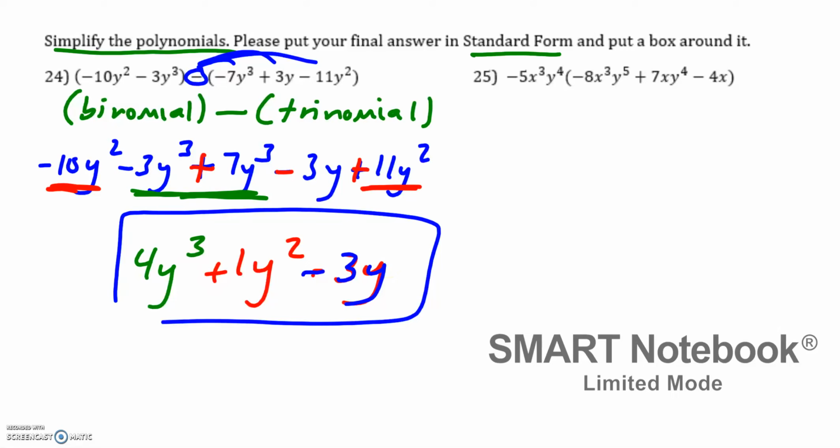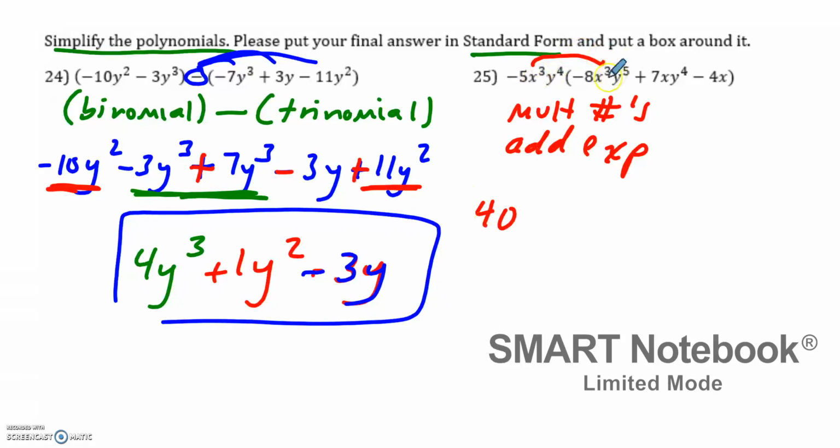Number 25, the reason I put this on the review was to remind you that everything is connected. This is connected to exponent rules, it is connected to radicals, and everything else we've been doing. If I distribute, what you really want to do is multiply the numbers and add the exponents, just like a lot of things we've been doing lately. So negative 5 times negative 8 is positive 40. X to the third times x to the third, add the exponents, is x to the sixth. Y to the fourth times y to the fifth is y to the ninth.